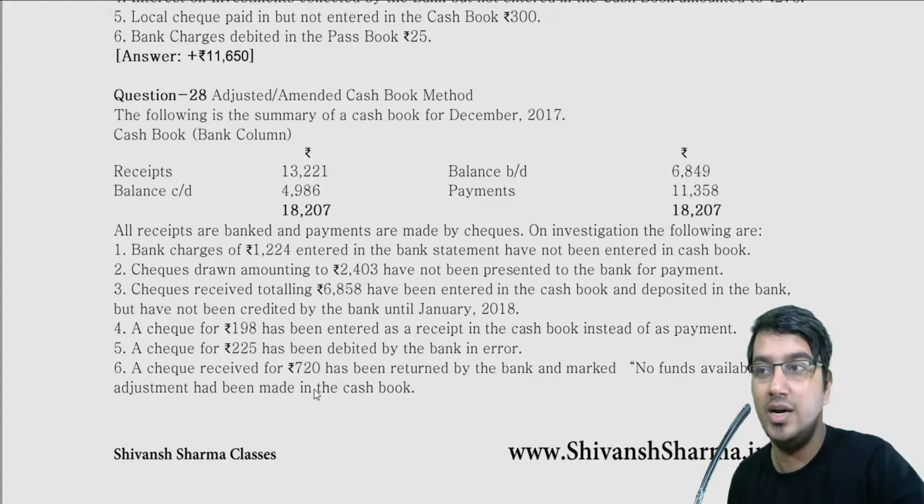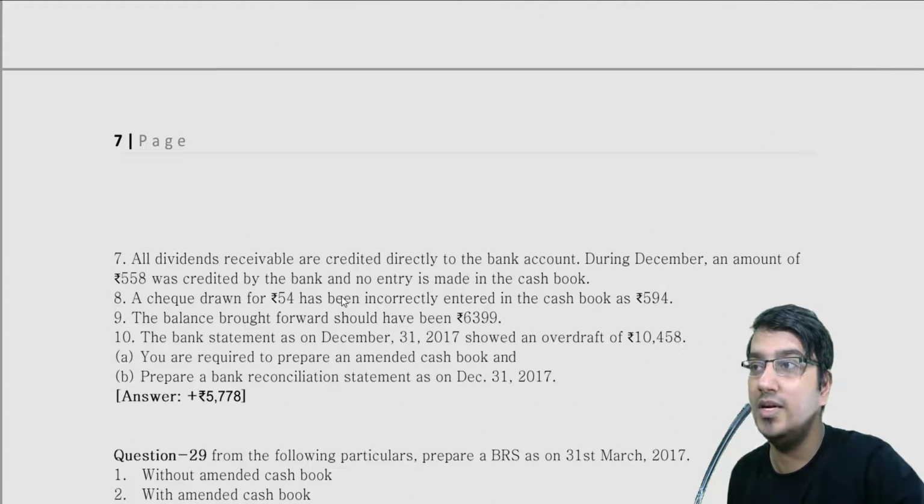So this is 720. Next it is saying all the dividends were received, so we have received directly in the passbook, so it is our mistake that we have not entered it in our cash book. So we'll just amend our cash book. Check drawn 54 has been entered in the cash book, our mistake. The brought forward balance is this. I will discuss this point later on.